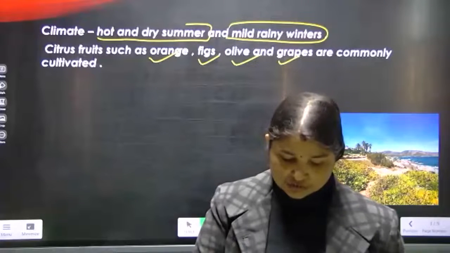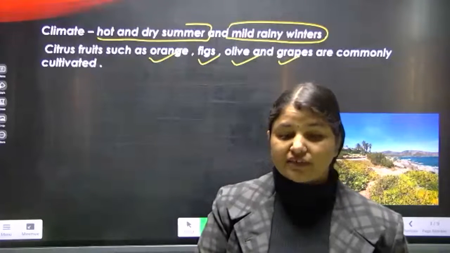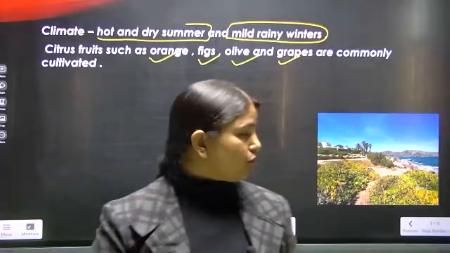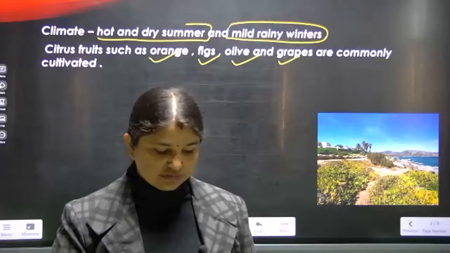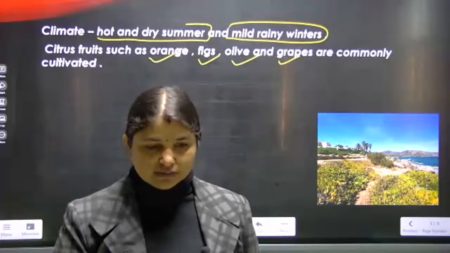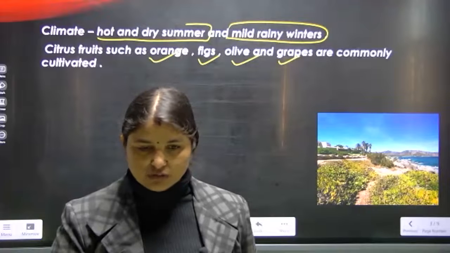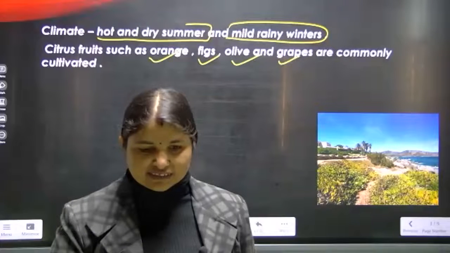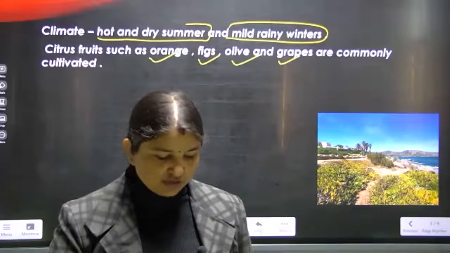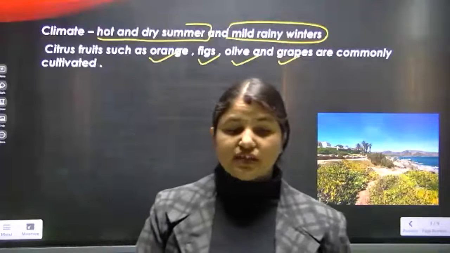In that you see what kind of cultivation people are doing for growing the Mediterranean crops. Do you see? Yes, boys. Do you see that vegetation? Downside it is showing now. That type of cultivation is happening over there.